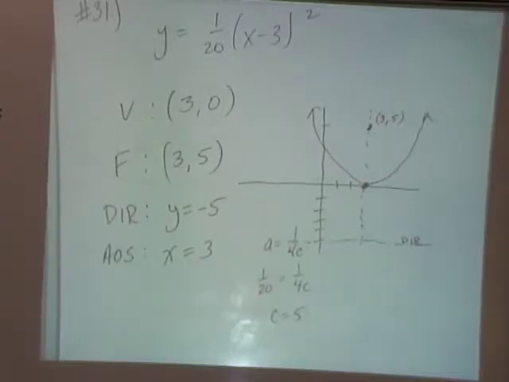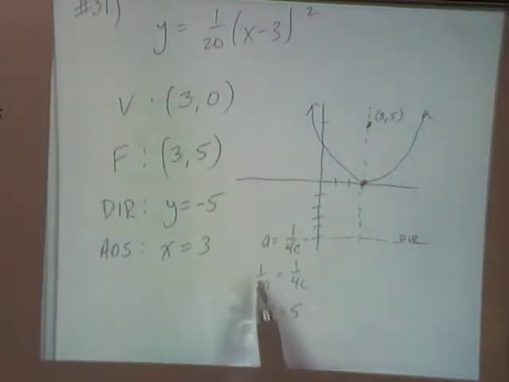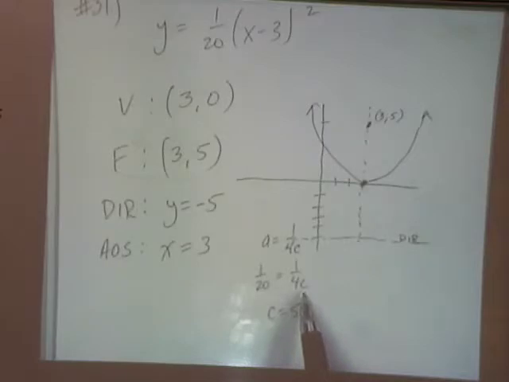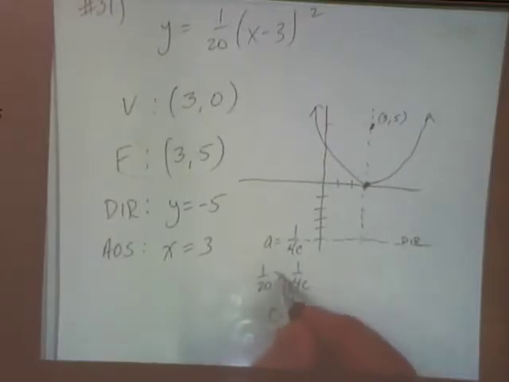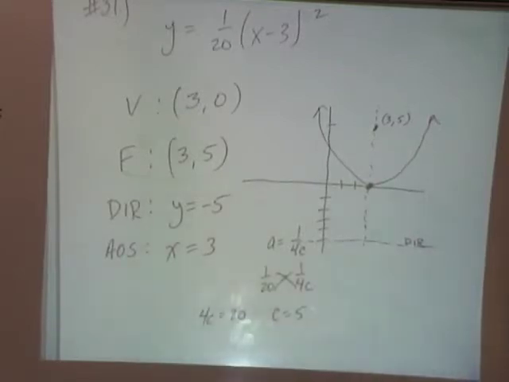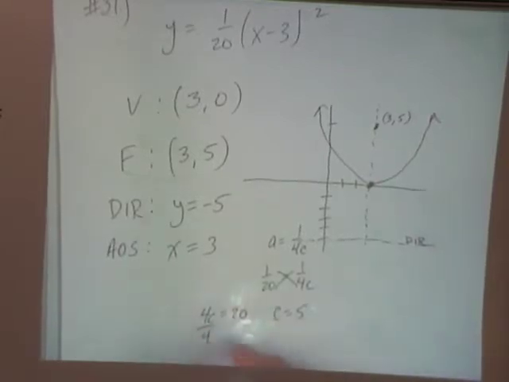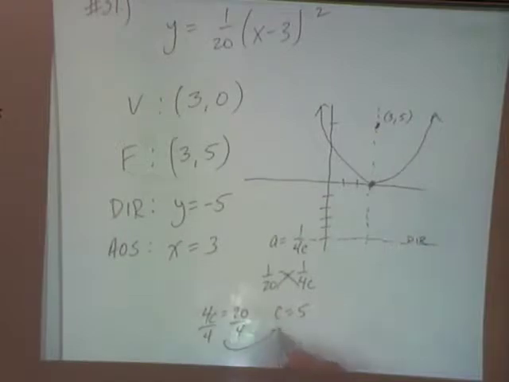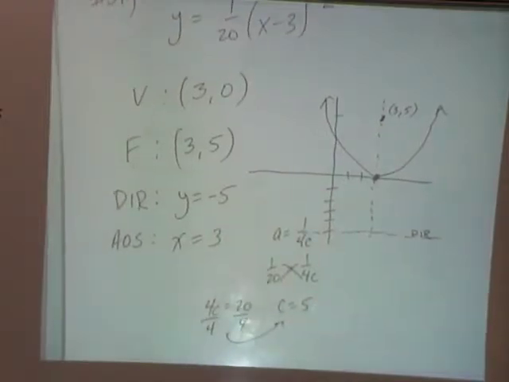Questions on 31? How did you get 1 over 20 equals 1 over 4c? I could cross multiply: 4c equals 20, so c equals 5. Got it.